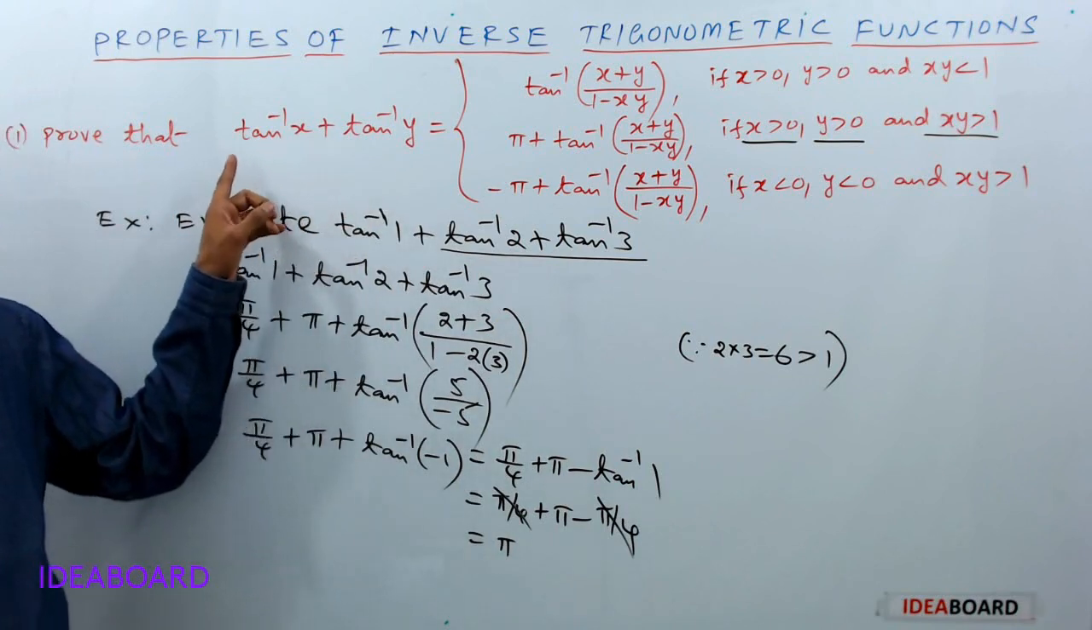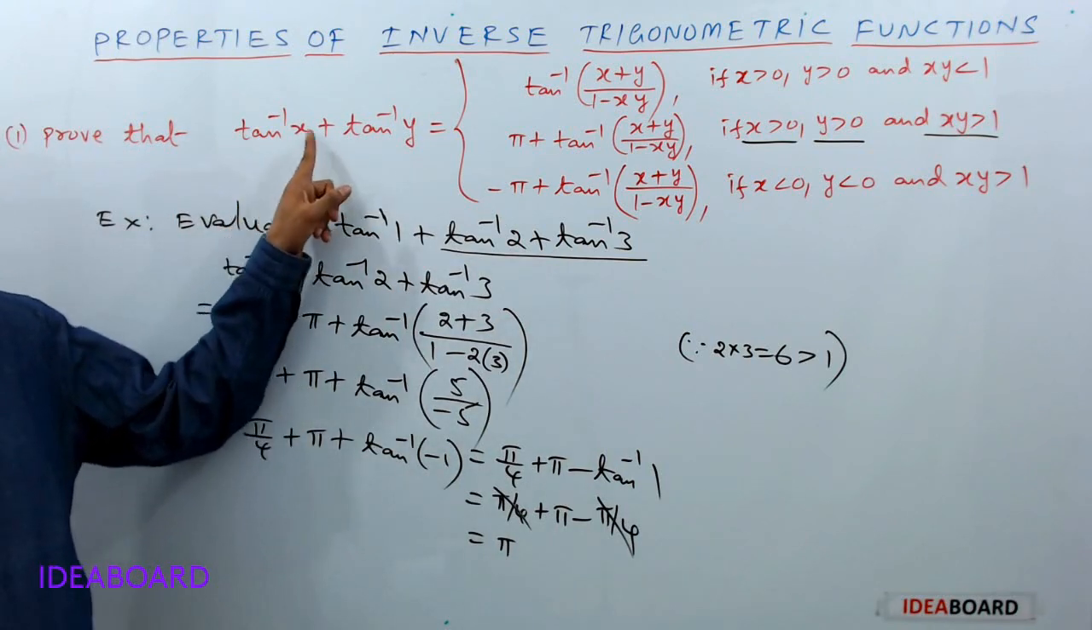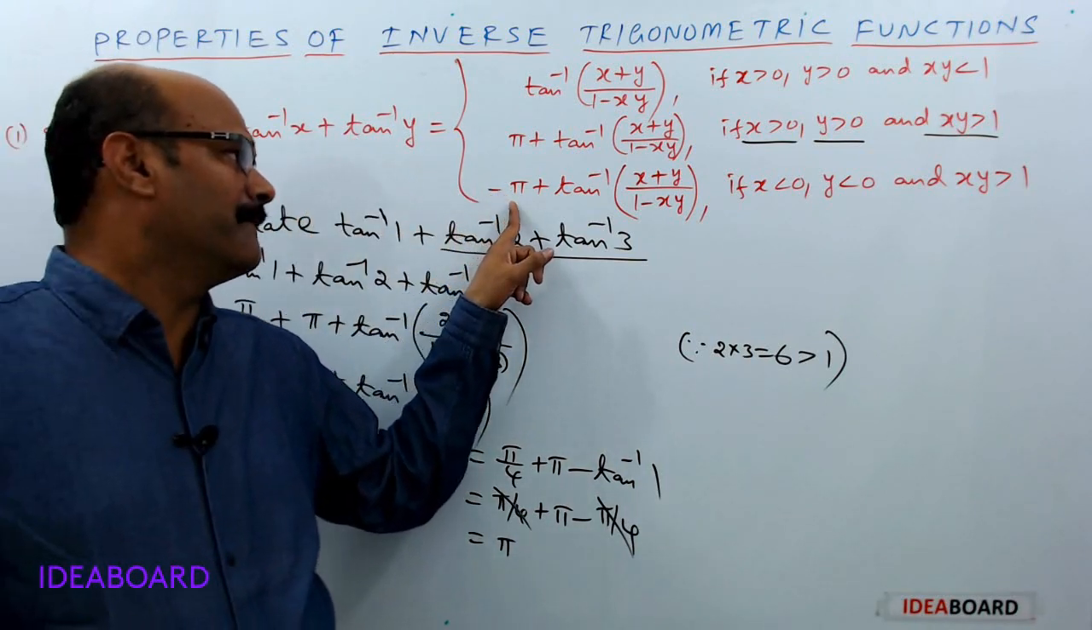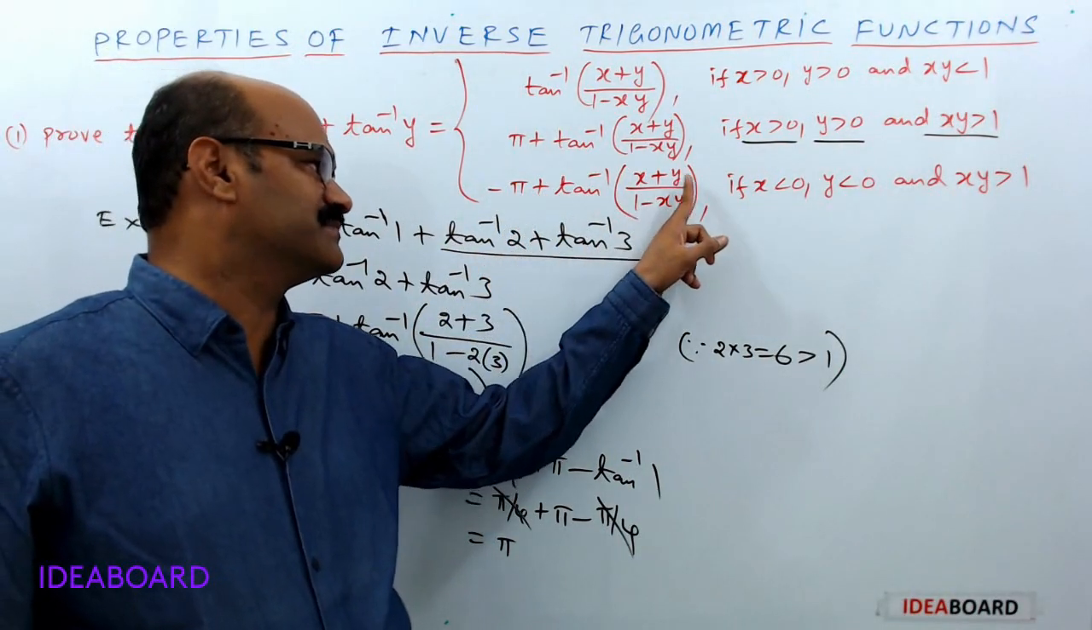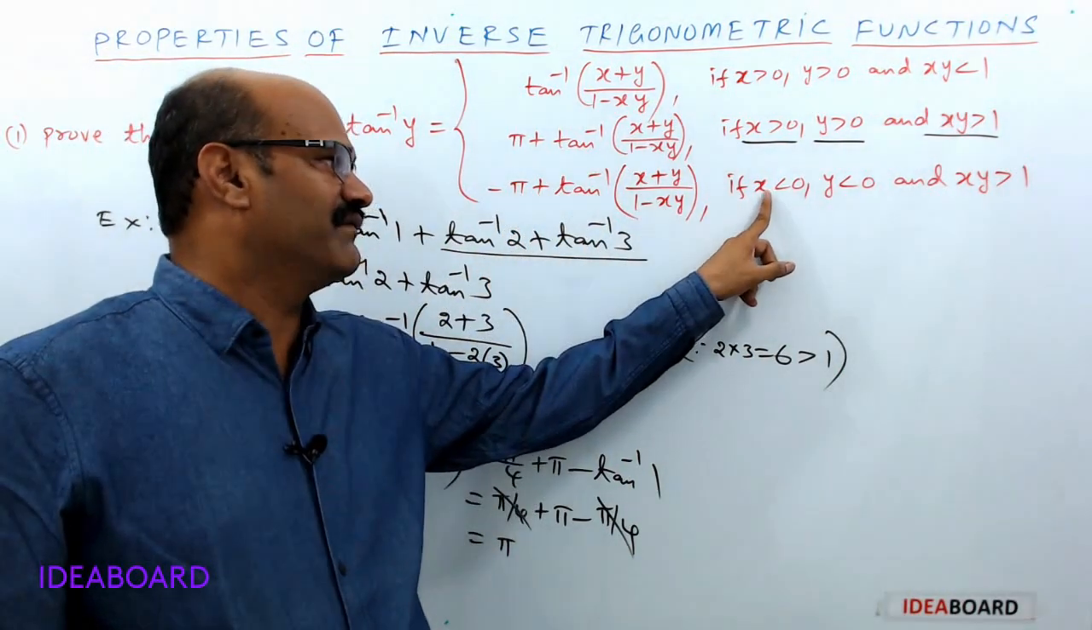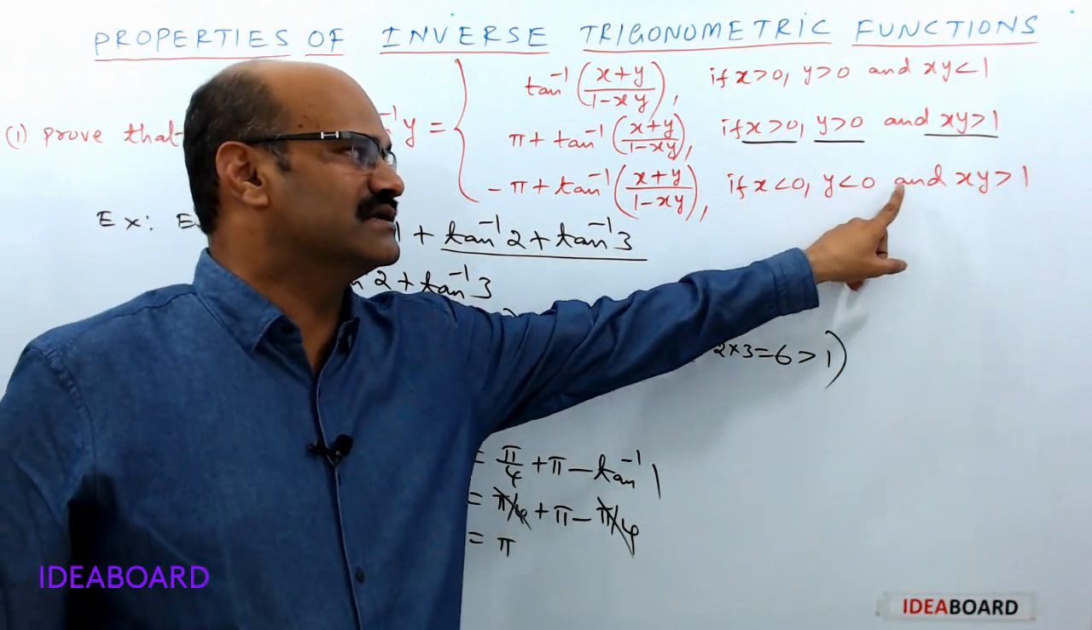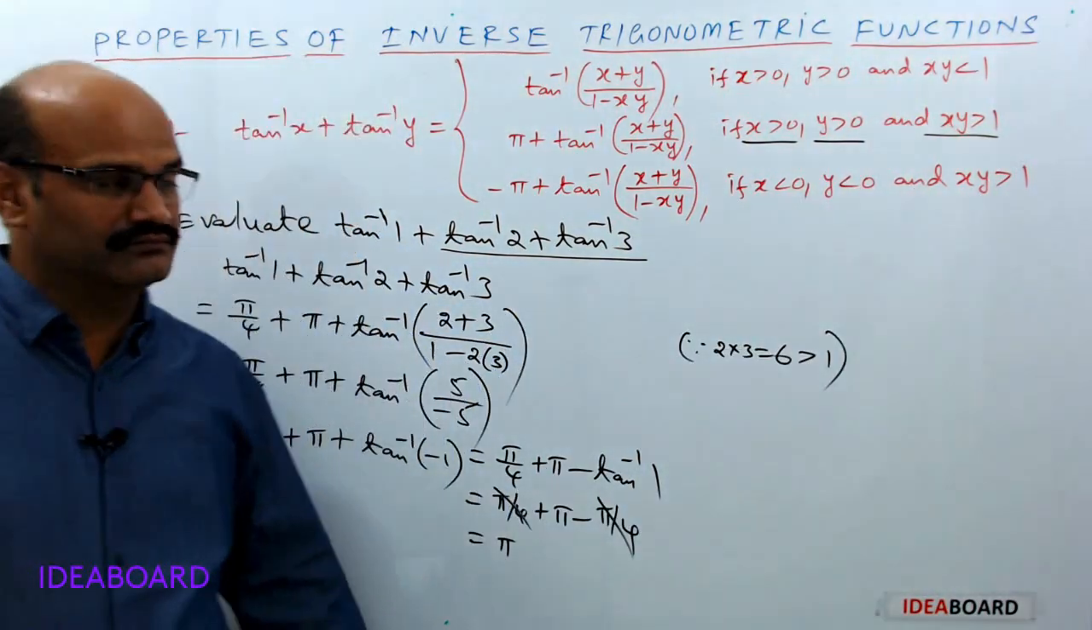Similarly, it can be proved that tan inverse x plus tan inverse y equal to minus pi plus tan inverse of x plus y by 1 minus xy if x less than 0, y less than 0 and xy greater than 1.